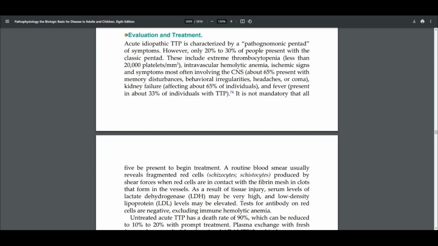These include extreme thrombocytopenia, intravascular hemolytic anemia, ischemic signs and symptoms, most often involving the CNS, kidney failure, and fever, which occurs in about 33% of individuals. It is not mandatory that all 5 be present to begin treatment.